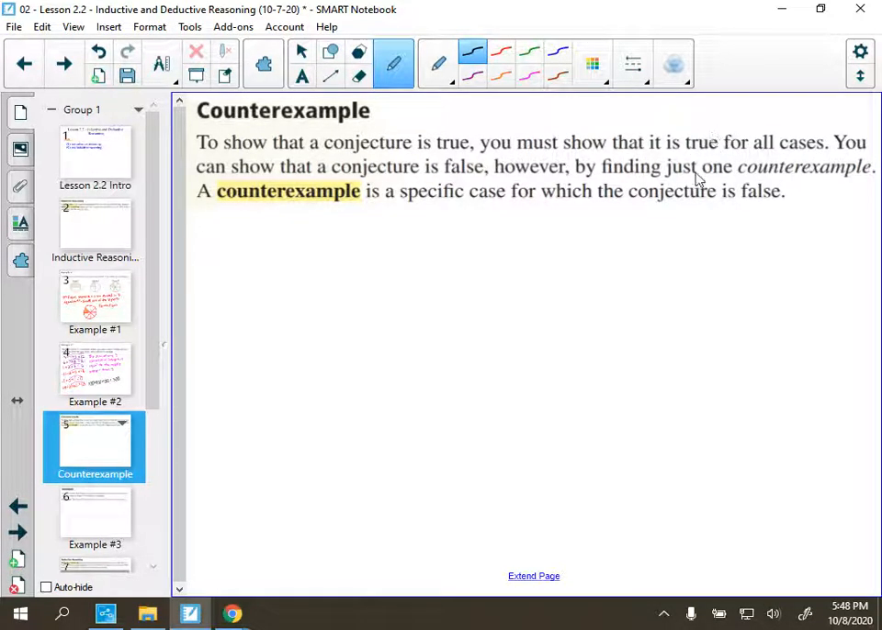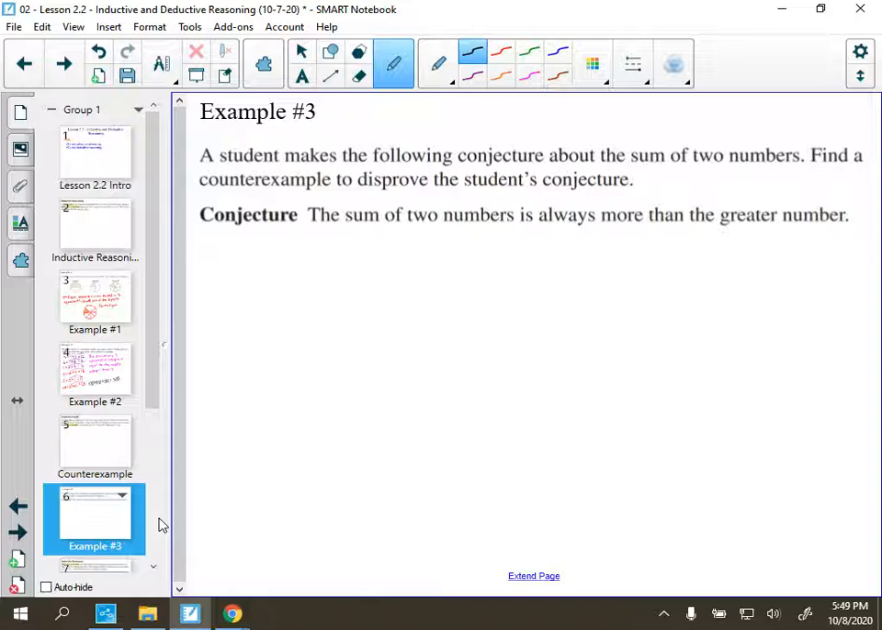The flip is, if I want to show a conjecture is false, I just need to come up with one counterexample, which is a specific case. Here's an example of that conjecture not working. A lot of times I might give you a conjecture. In our next example, I'm going to give you a conjecture and ask you to come up with a specific case of it not working.